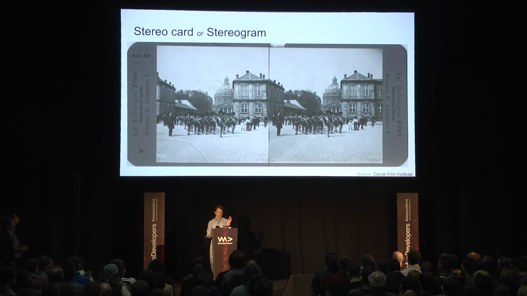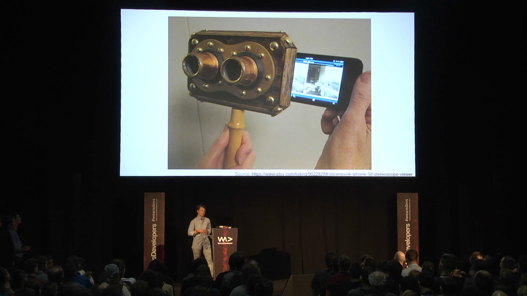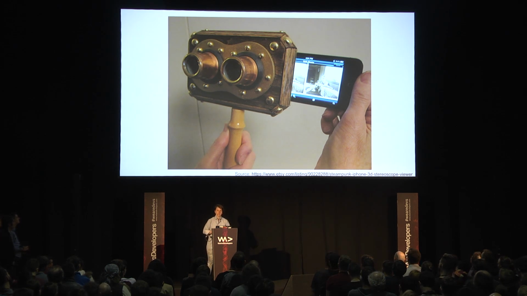There are a lot of stereograms on Flickr and other sources. The internet is flooded with them once you start looking for them. There is a very hipster way of viewing them: the old device and the new mobile, or viewing them on a mobile phone. But the stereoscope to me looks so much like a cardboard.